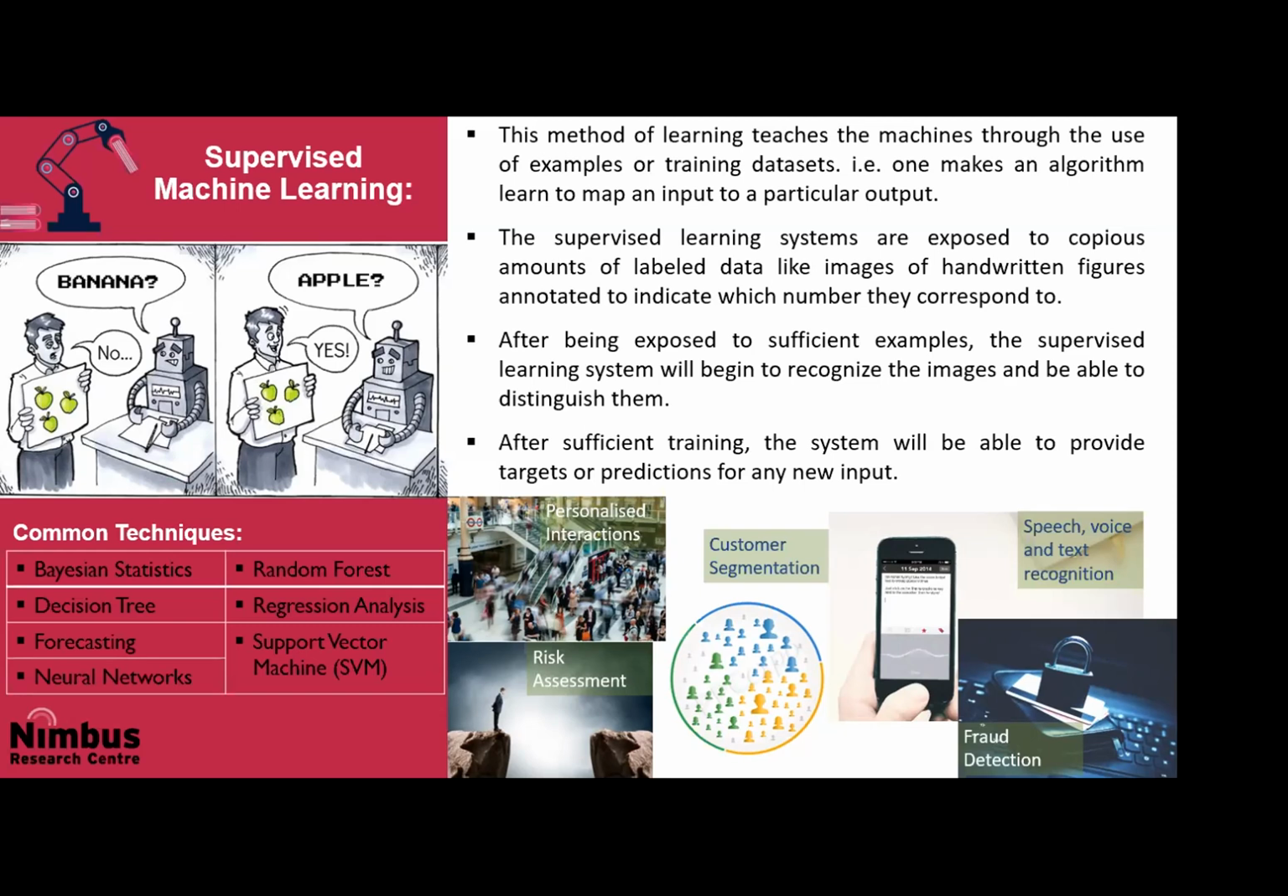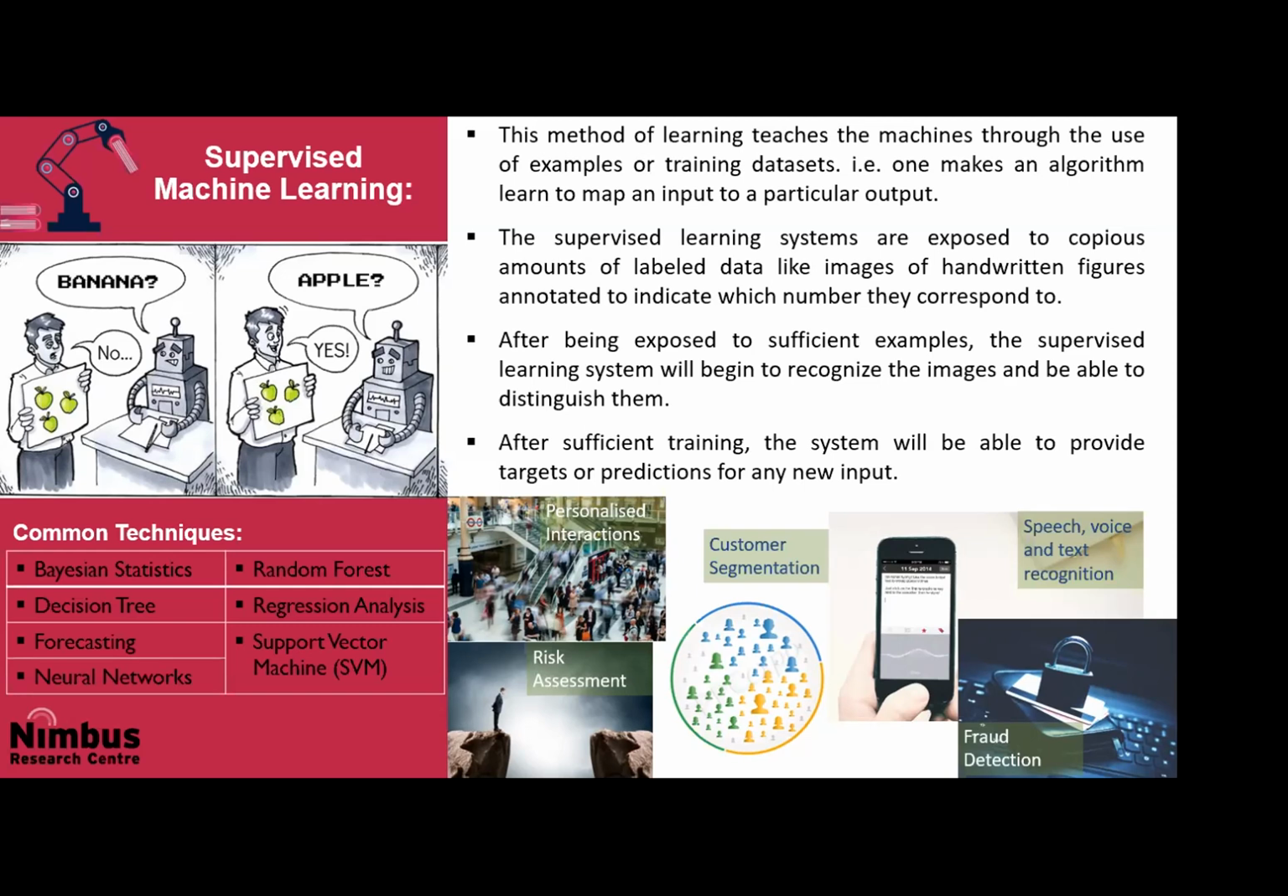Supervised learning systems are essentially exposed to copious amounts of labeled data. That's a very important term here: labeled or annotated data. For example, images of handwritten figures annotated to indicate which number they correspond to. Looking at the example here in the top left, we see a picture of apples. Say all images of apples correspond to the number 1, and all images of oranges correspond to the number 2. And let's say, for argument's sake, we want some sort of algorithm to sort or load these images into folder 1 or folder 2. The idea is that after being exposed to sufficient examples, the supervised learning system will begin to recognize the images and be able to distinguish them automatically.